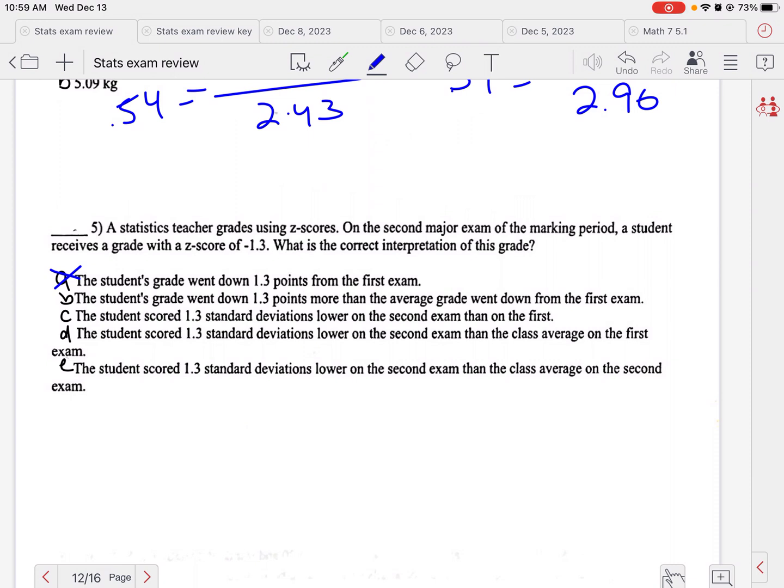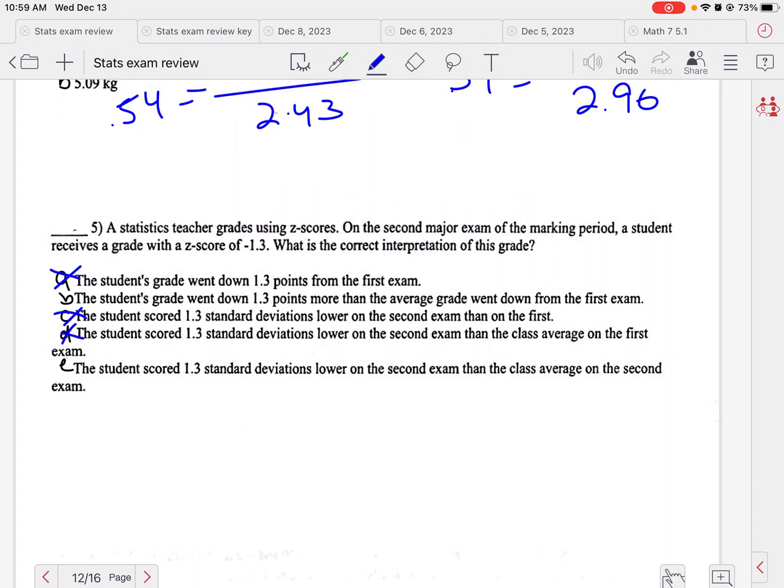The student's grade went down 1.3 points more than the average grade went down on the first exam. Okay. The student scored 1.3 standard deviations lower on the second exam than the first. We can't compare them because we're not talking about two different exams. They didn't tell me anything about the first exam. A student scored 1.3 standard deviations lower on the second exam than the class average on the first exam. Again, we're not comparing the two. It's just what's happening on the second exam.